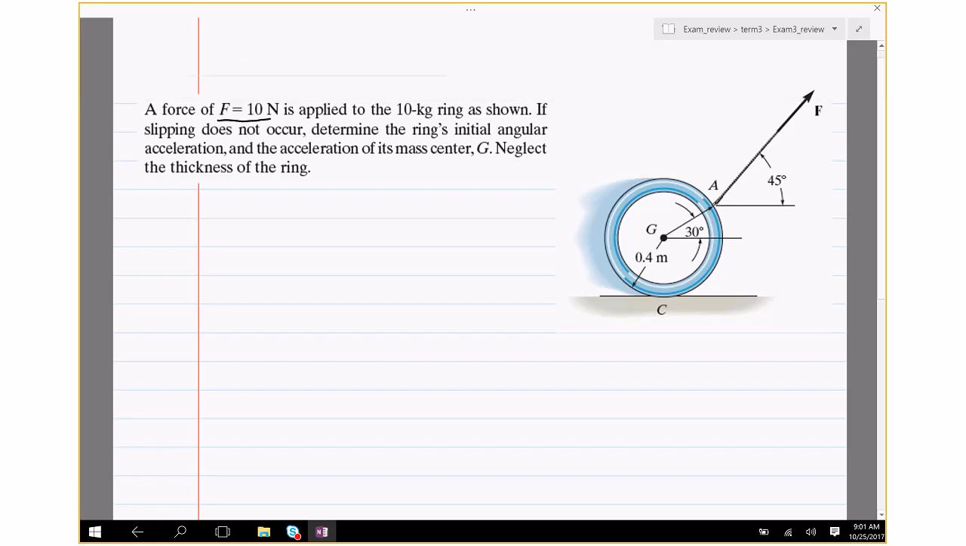...is applied to a 10 kg ring as shown. If slipping does not occur, okay, that's key. Determine the ring's initial angular acceleration and acceleration of the center of mass G. Neglect the thickness of the ring.